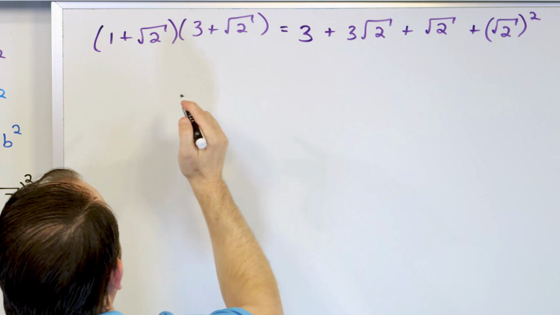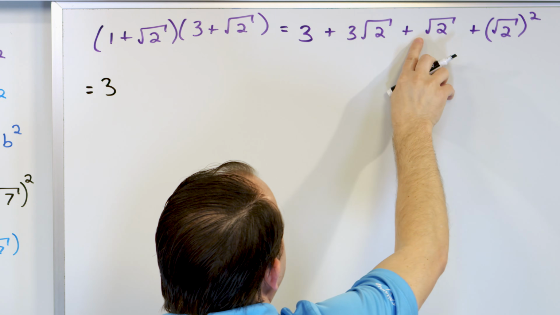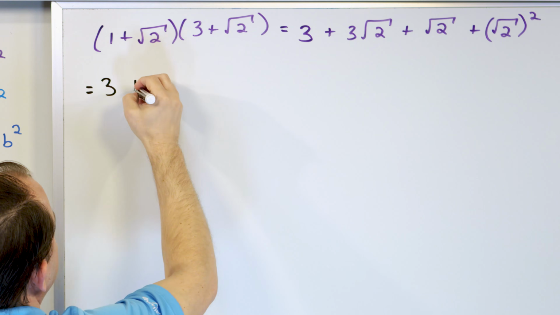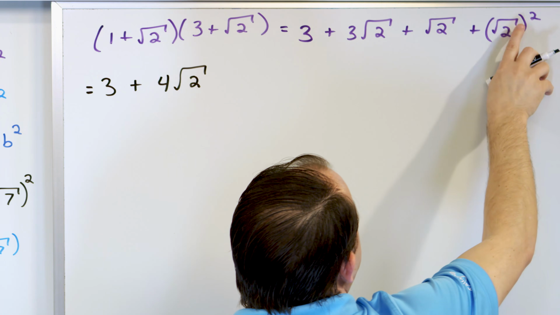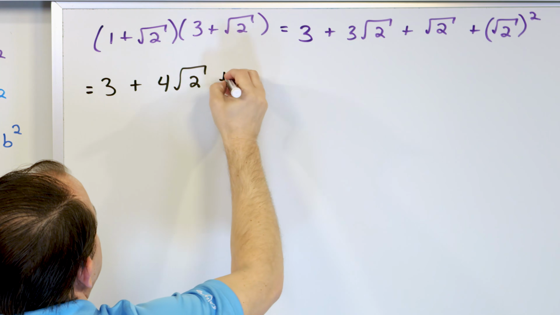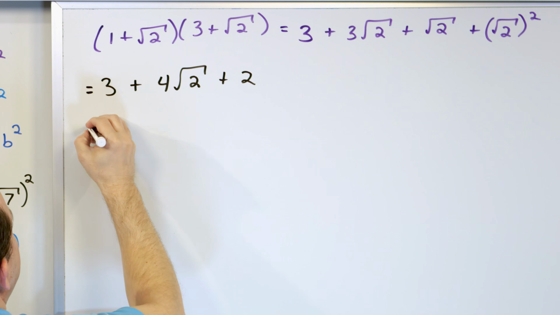Now what do we have? We have a whole number of 3. Then we have 3 root 2 and 1 root 2. 3 plus 1 is 4, so what we have is 4 times the square root of 2. And then the cancellation happens here with the square root and the square, so we have another number of 2. And so now we can add the numbers. 3 plus 2 is 5.